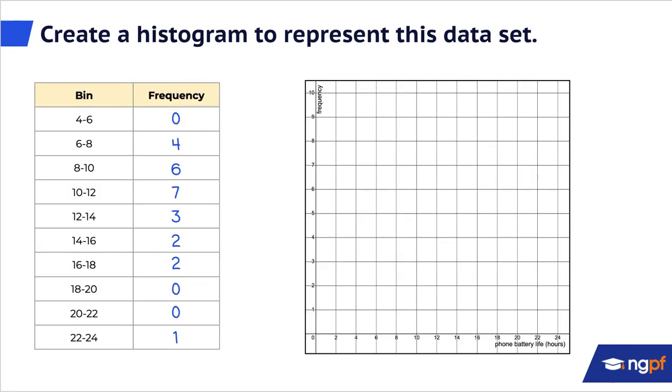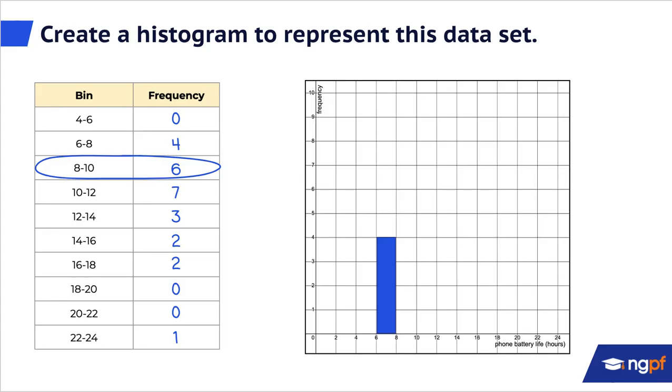A histogram is a graph that displays data using bars of different heights. The height of each bar represents how many data points fall into that range. So all we have to do is create a bar for each row of our frequency table. I'll skip the first bin because it has a frequency of 0. Let's look at the second bin, from 6 to 8. I'm going to add a bar in between 6 and 8 on the x-axis with a height of 4. There's the first bar of our histogram.